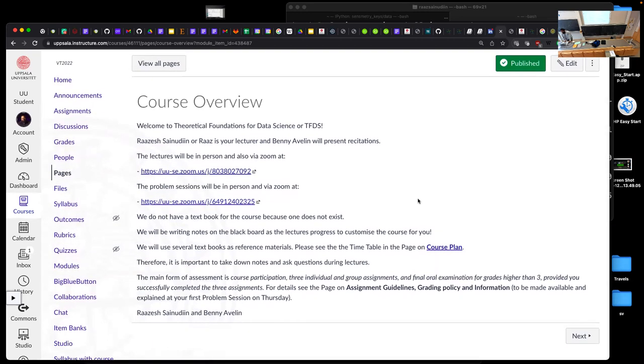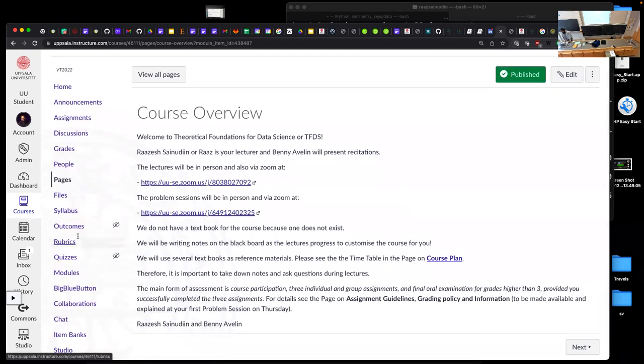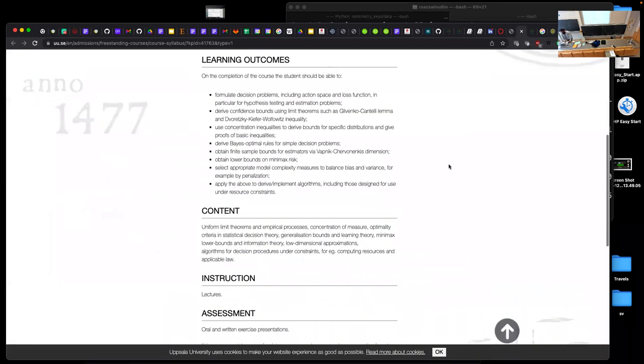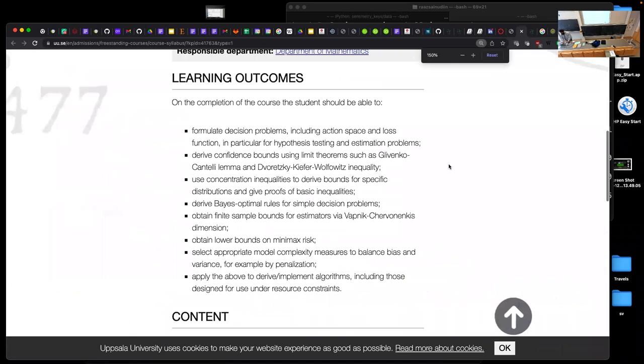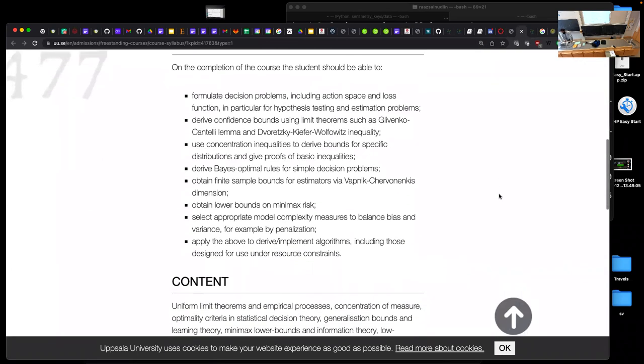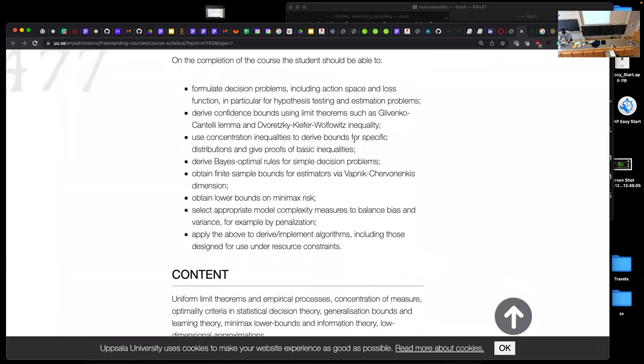So you can actually look at the syllabus for the course. It's here. One of the learning outcomes: we in fact just proved the Glivenko-Kantelli theorem and the Dvoretzky-Kiefer-Wolfowitz inequality, and are about to get into Vapnik-Chervonenkis theory. This is our statistical learning theory.